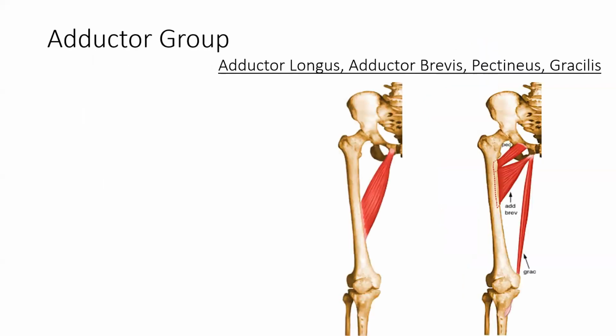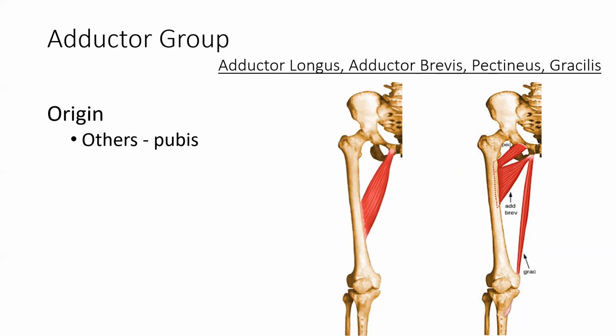Okay, next we'll talk about our adductor group. This group is made up of adductor longus, adductor brevis, pectineus, and gracilis. Pectineus is small and superior. Adductor brevis is just inferior to that. Gracilis is a long, thin adductor moving from the pubis to the distal medial femur. And then adductor longus here attaches in the medial middle of the femur.